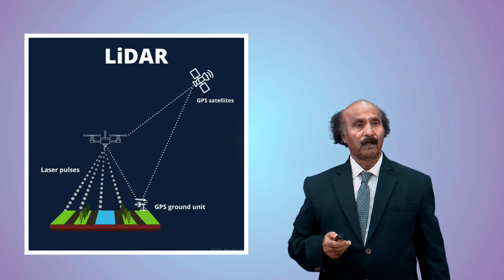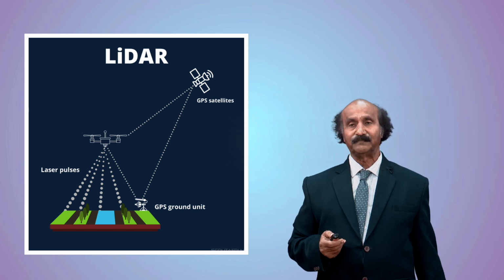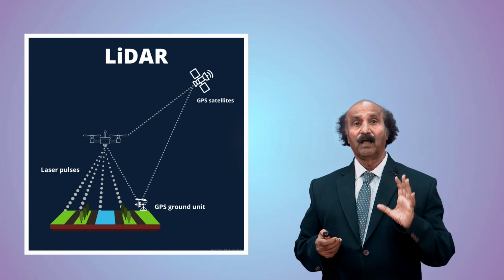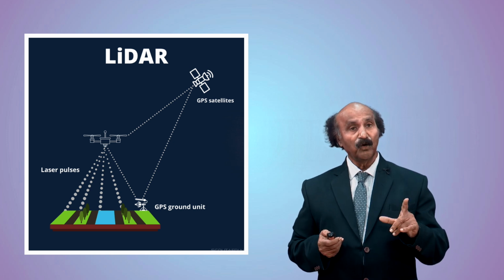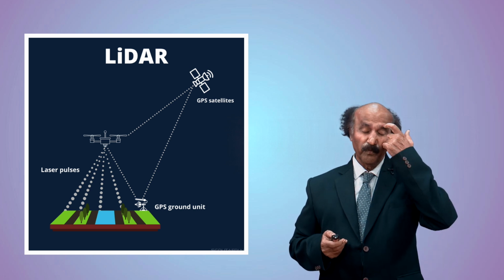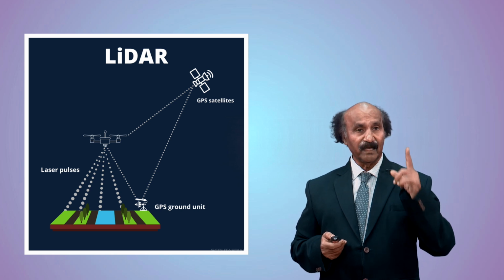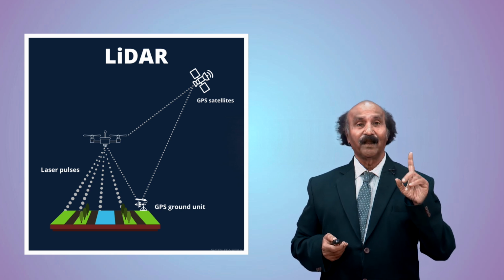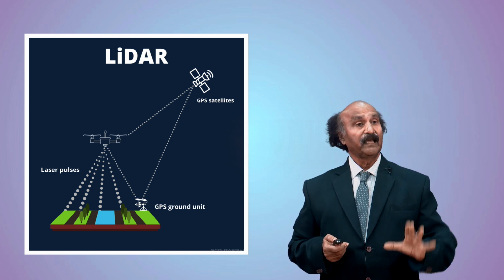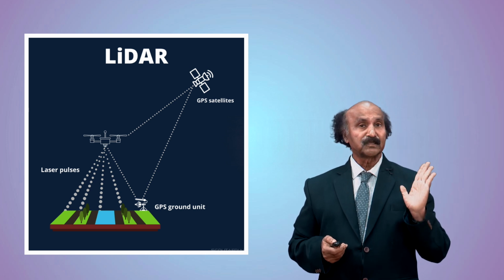This kind of light detection and ranging is called LIDAR, which is a modification of radar. Radar is RADAR, radio wave detection and ranging. What it means is, it detects an object and measures the distance, then only it is called radar.